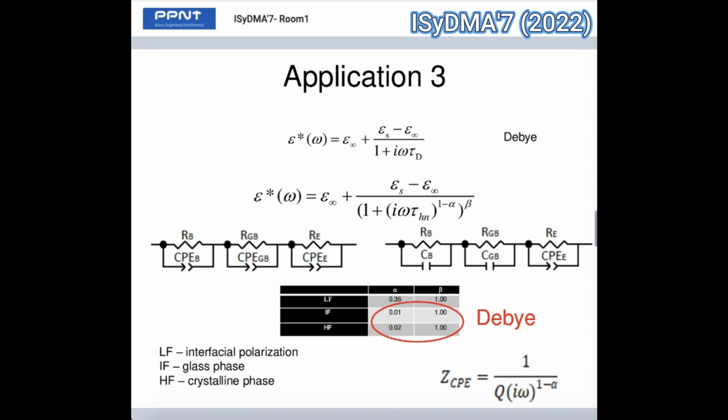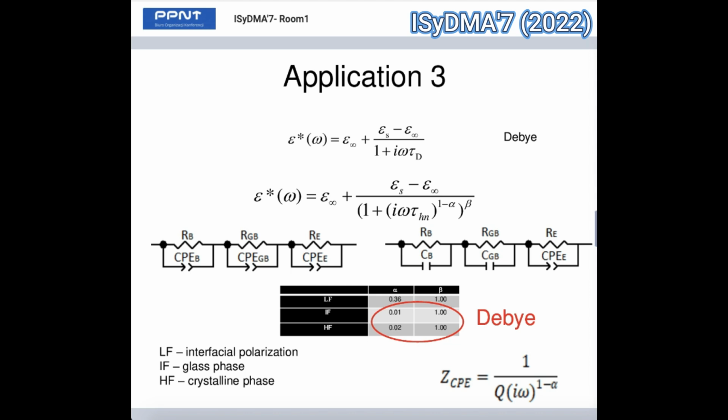We calculate alpha and beta. And you see that in the intermediate frequencies and the high frequency regime process, we have alpha 0 and beta 1. So alpha 0, beta 1 is exactly the Debye model. That means here you can use this resistance R in parallel with the capacitance. The second, the same, R parallel with this capacitance.